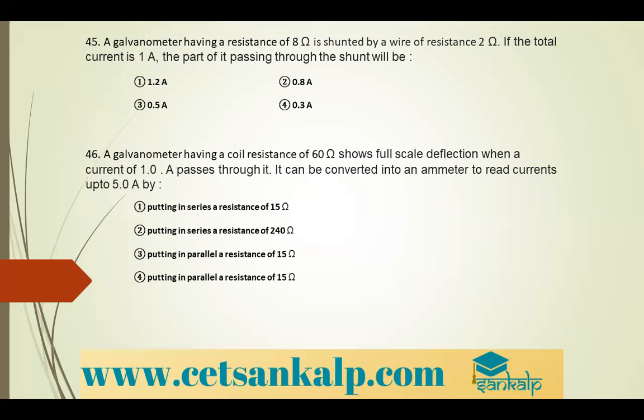A galvanometer having a resistance of 8 ohm is shunted by a wire of 2 ohm. If the total current is 1 ampere, the part of it passing through the shunt will be.